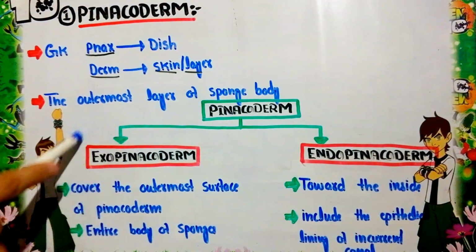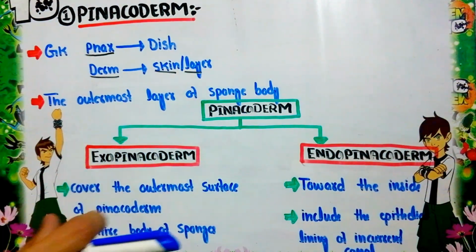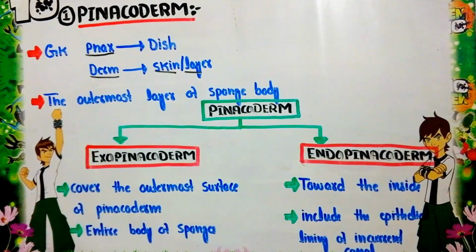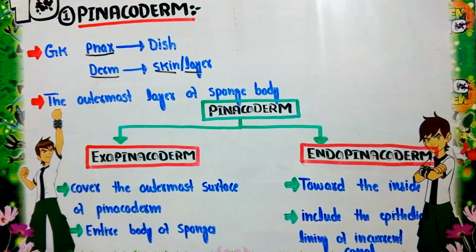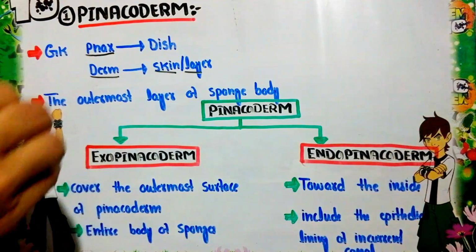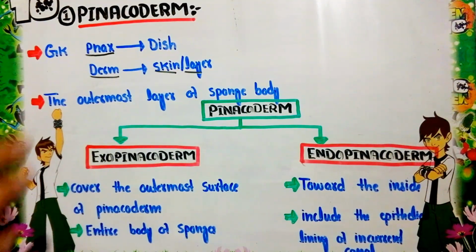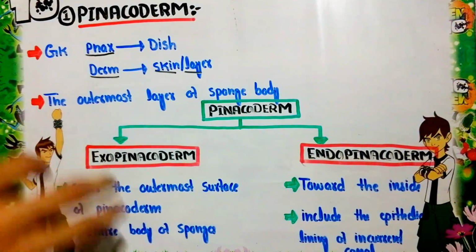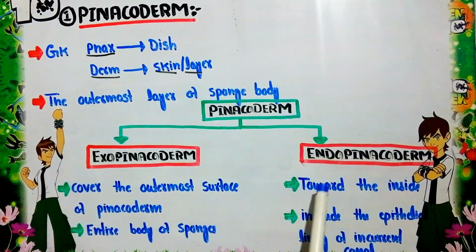Exo is used for outside. This exopinacoderm covers the entire outer body of the sponge. But at the osculum and dermal ostia, this exopinacoderm is absent. At the osculum, the dermal ostia and the epithelial lining of the incurrent canals, another layer of the pinacoderm is found, called endopinacoderm.